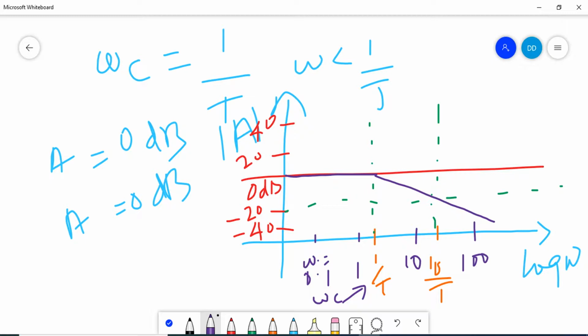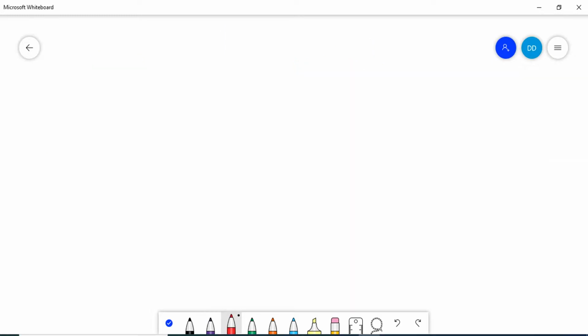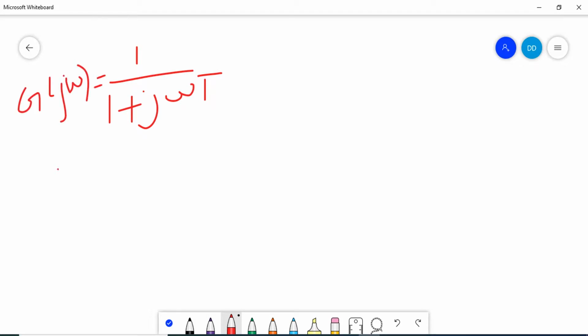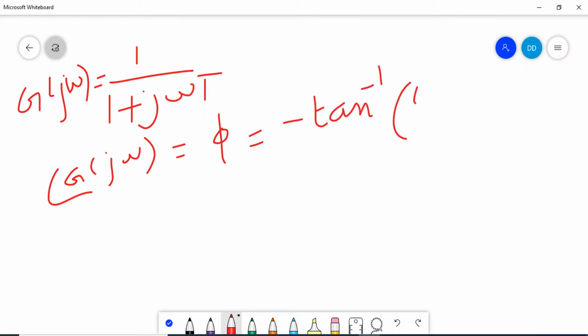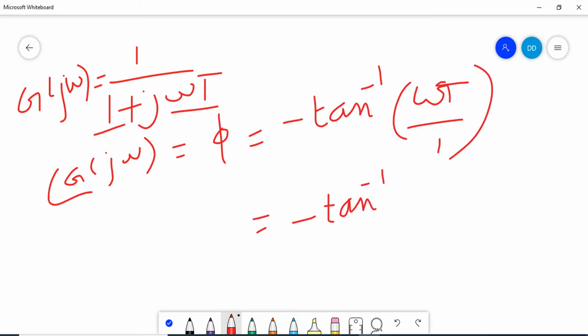So now let us see what happens to the phase angle for a simple pole. The phase angle for 1 by 1 plus j omega t, this is G of j omega. So angle of G of j omega is equal to phi, which is nothing but minus tan inverse of omega t, that is the imaginary term, by the real term, which is 1, or we can write it as minus tan inverse omega t.